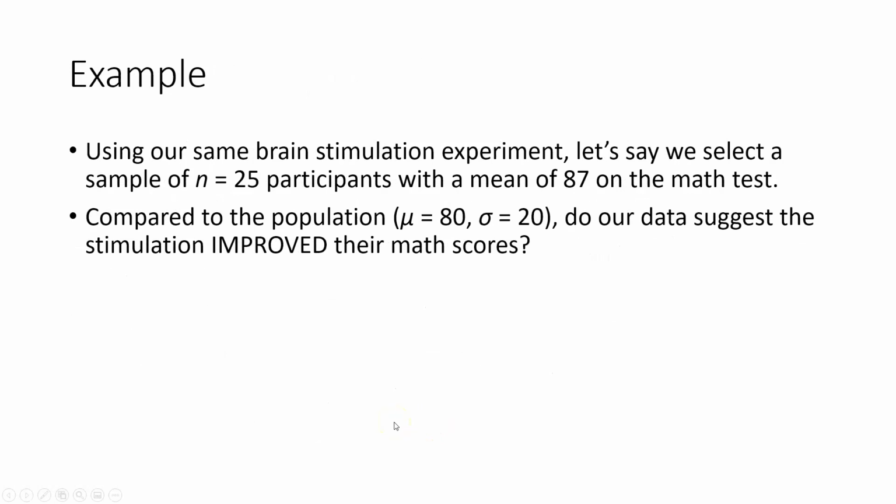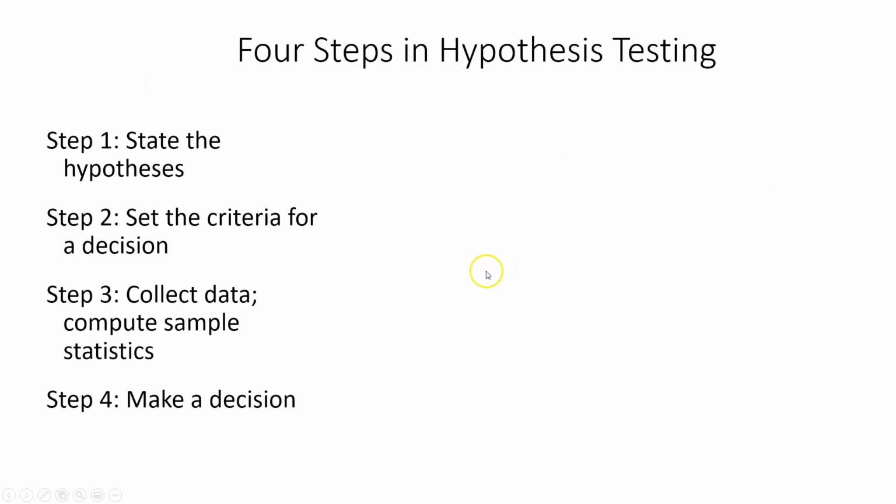Using our same brain stimulation experiment, let's say that we select a sample of 25 participants, and this time they have a mean of 87 on that math test. Compared to the population that had, remember, a mean of 80 and a standard deviation of 20, we want to know, do our data suggest that the stimulation improved their math scores? So let's go through the 4 steps of a hypothesis test.